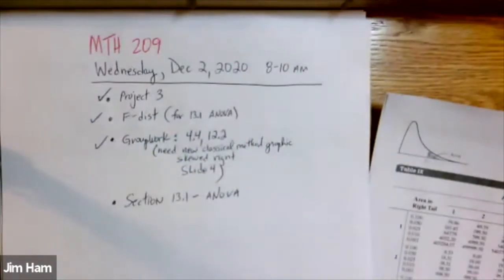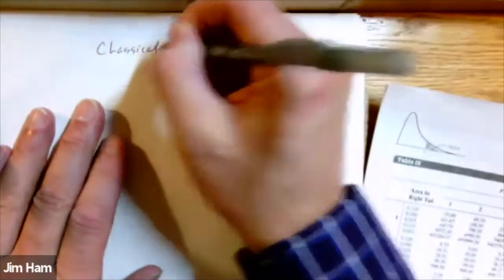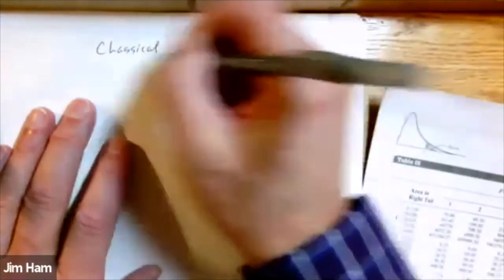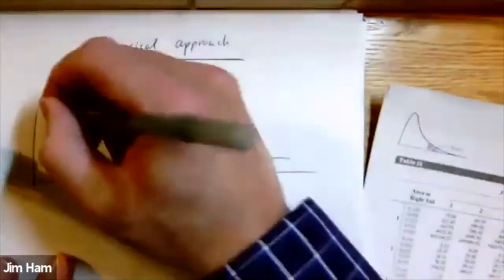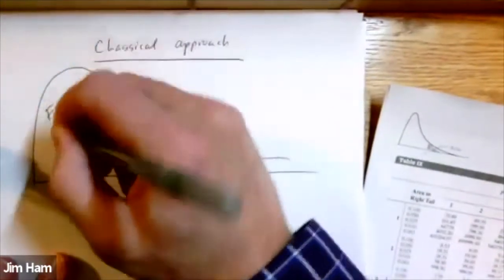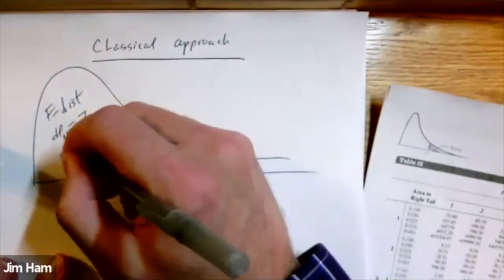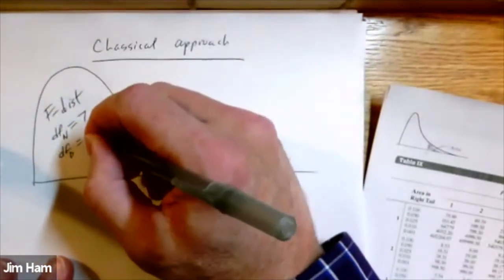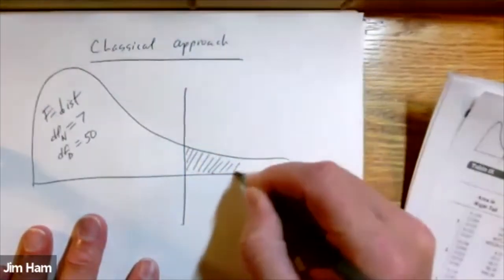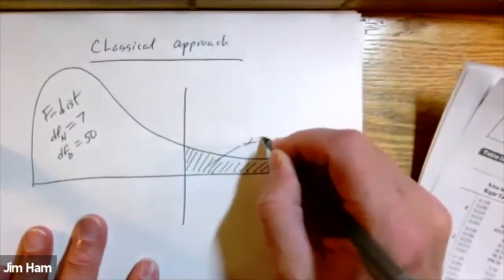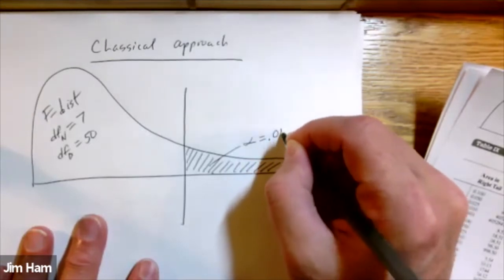Let's do an example. And let's say that we're going to do the classical approach. And I'm going to show you how to calculate degrees of freedom in the numerator, degrees of freedom in the denominator. But let's say that this is the F distribution. And we have degrees of freedom in the numerator is 7, and degrees of freedom in the denominator is equal to, okay, your classical approach. Here would be your alpha, the shaded region, this critical region. Let's just say it's, for this one, let's do 0.01.